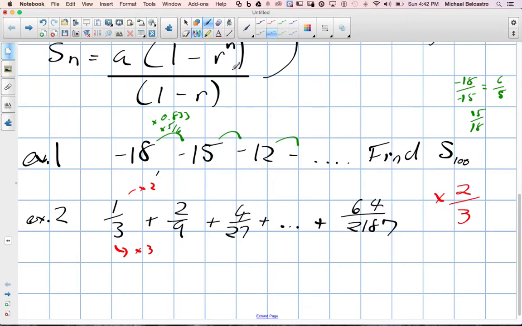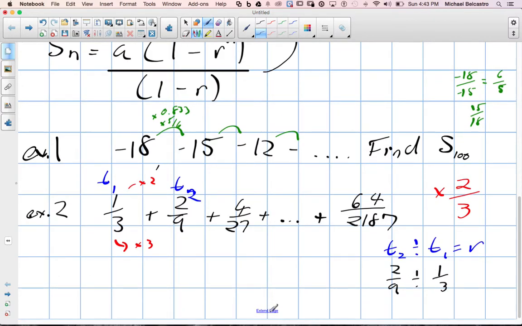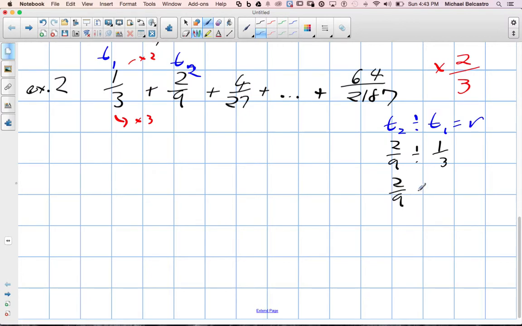Okay, and again, the way you could technically figure that out is you take term 2 and term 1, and you can divide them. We divide term 2 by term 1, and that will give us our common ratio. So we'll quickly show it. 2 over 9 divided by 1 over 3. When we divide fractions, we invert and multiply, they usually say. So multiply and you flip. So this becomes 6 over 9, which reduces to 2 over 3. So there we go. We have our common ratio, our R value.